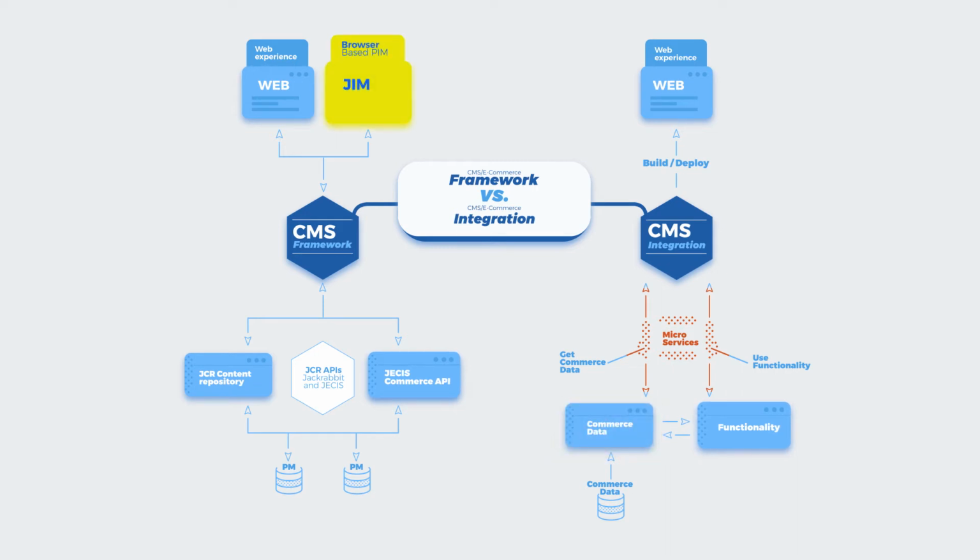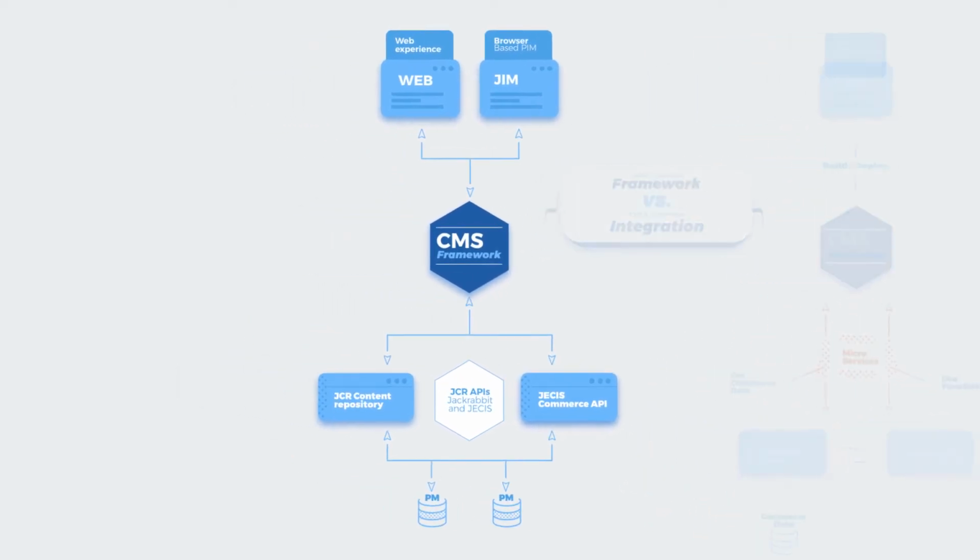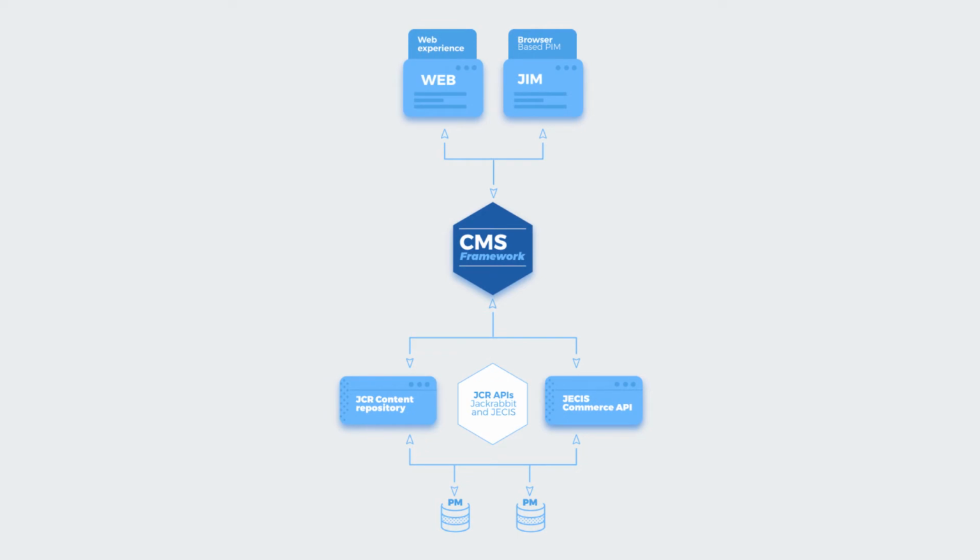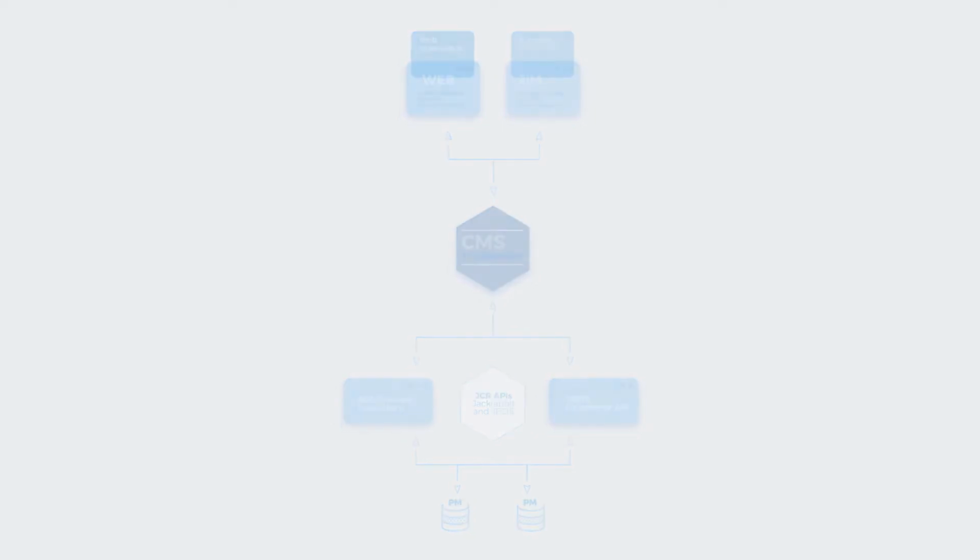JIM, on the other side, is a browser-based website, which enables authors and marketers to create and manage all the commerce content needed. This content is stored directly within the JCR content repository and immediately accessible by templates and components. It should now become obvious that a CMS/e-commerce framework has significant advantages over an integration with an e-commerce system. The concept of JECIS is, by design, an e-commerce framework. It consists of JIM, a browser-based website to manage all the commerce content, plus the JECIS API that contains a full-fledged set of commerce functionality.